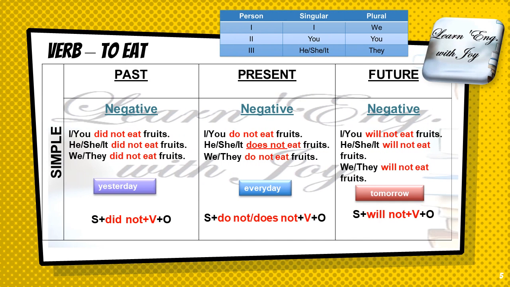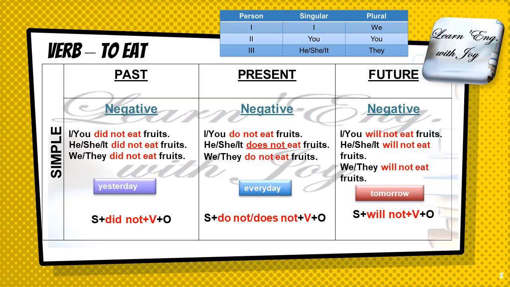Now let's look at how to conjugate negative sentences. So I will do a few, and then once you get this, you will be able to do it on your own. So let's start with the negative sentences in the present tense.